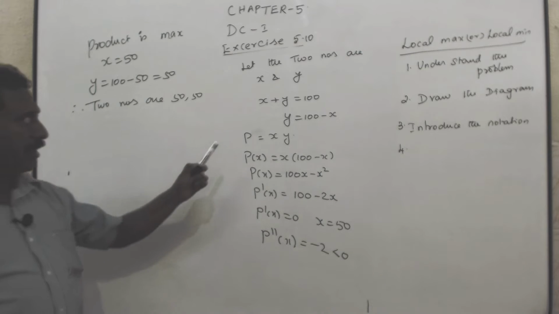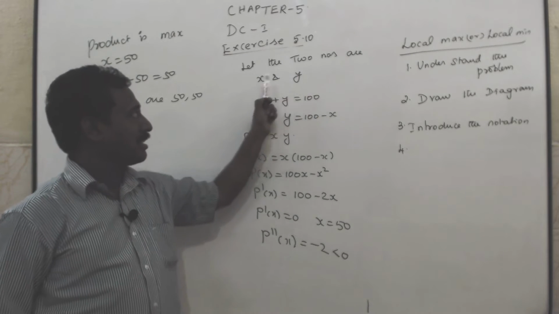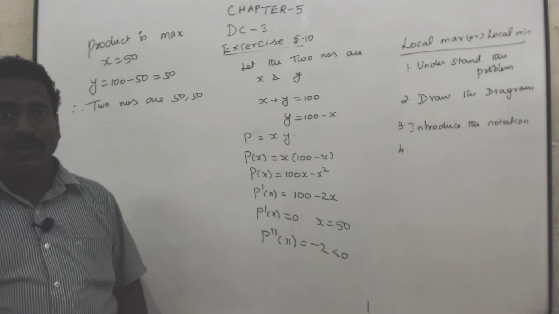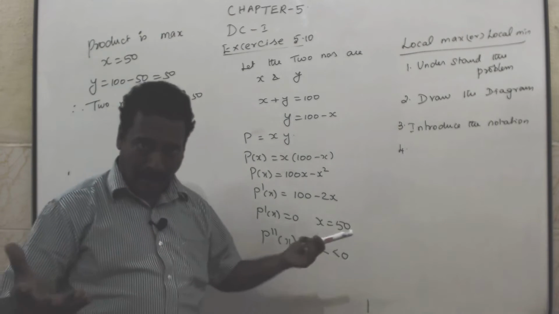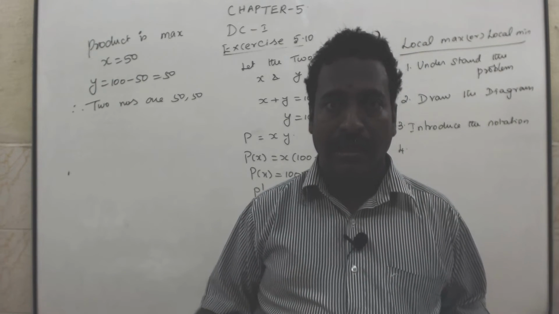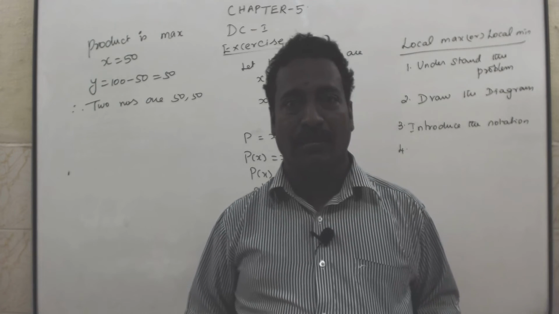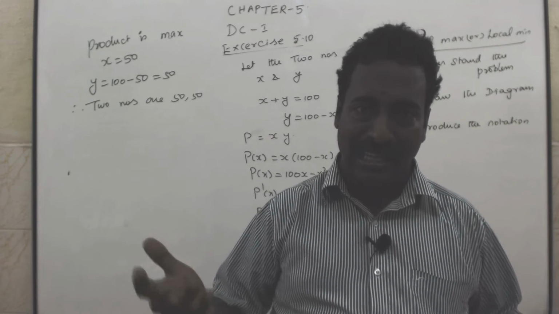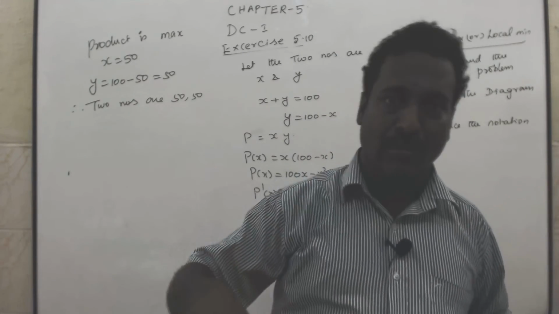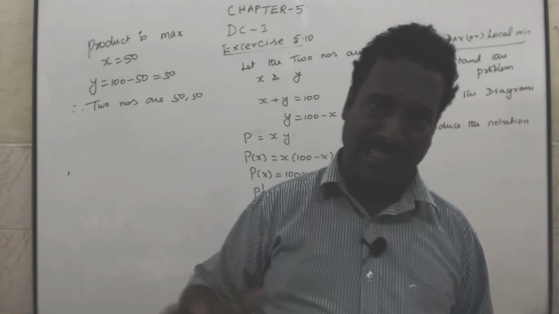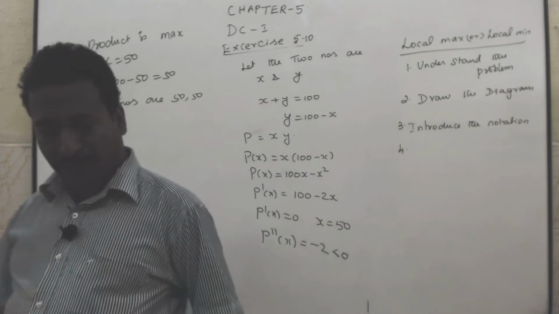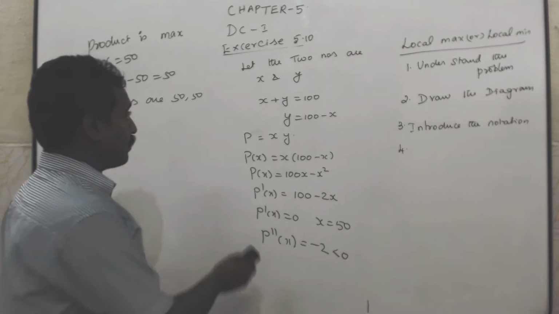Second sum: the two positive numbers are x and y, whose product is 100. xy equal to 100. Now, what is y? 100 by x. Whose sum is minimum? Sum means x plus y, that is x plus 100 by x. That is the problem. After that, you know how to solve: S dash of x equal to 0, find S double dash of x, and substitute. Positive means minimum, negative means maximum. Then find out the x and y. So, sum number 2 you will try. Now, I'll go to sum number 3.